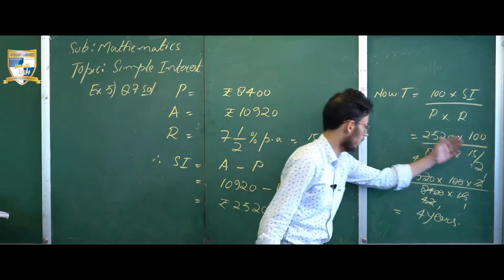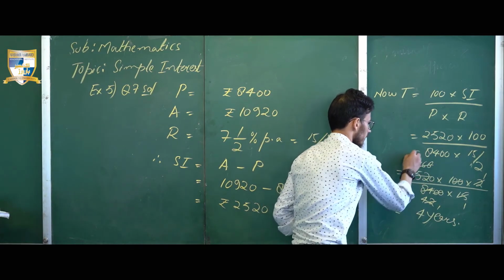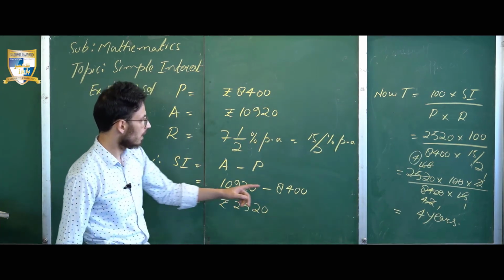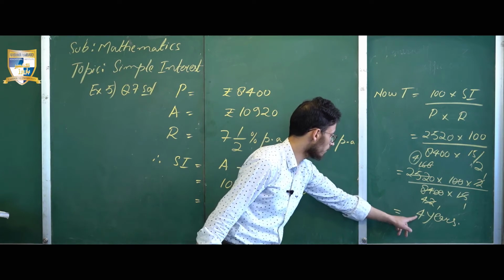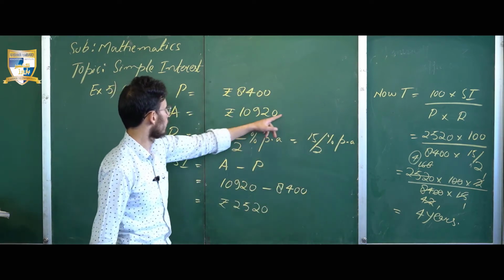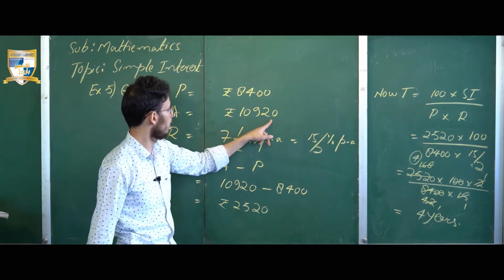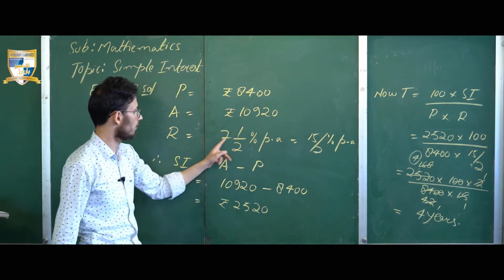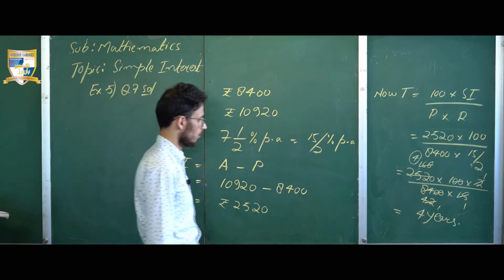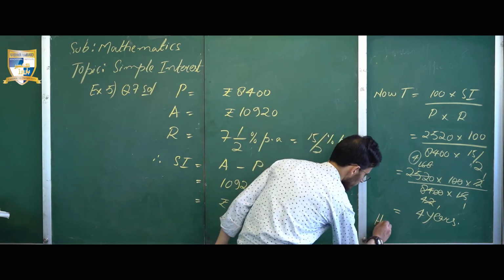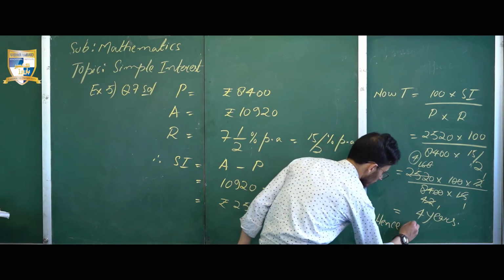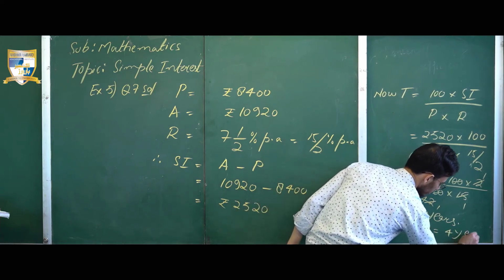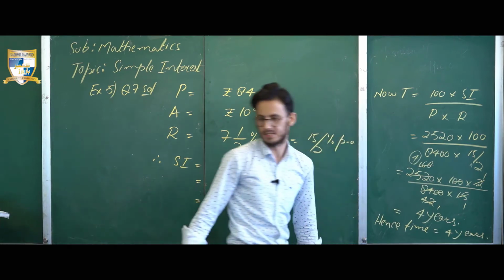So after calculating all the figures, I find only 4 here. So it means the time is equivalent to 4 years. Means he has to clear his debt after 4 years, and after 4 years the amount will be equivalent to 10,920, and the original money was 8,400 at the rate of 15 upon 2, means after 4 years he needs to clear his debt. So hence time is equivalent to 4 years, which is the answer of the question.